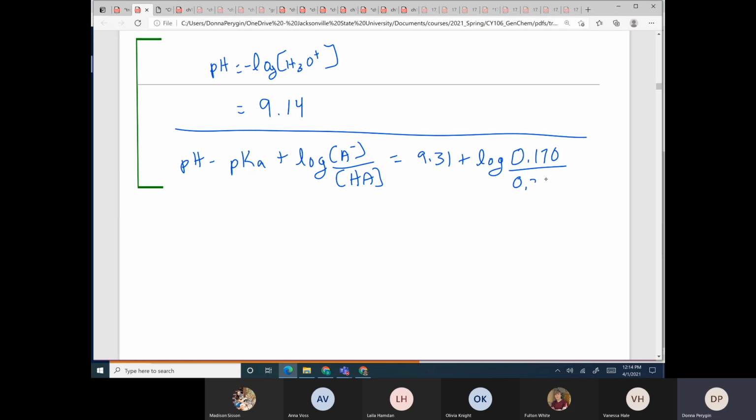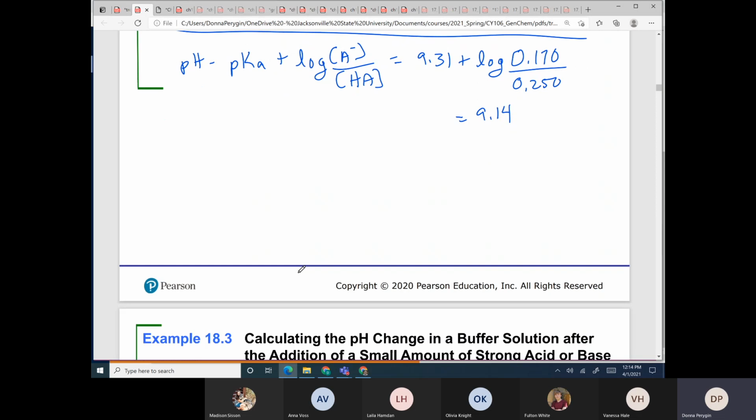over 0.250, which is equal to 9.14. Okay, so the pH is equal to 9.14. So we got basically the same answer. Okay, I got 15 more minutes.